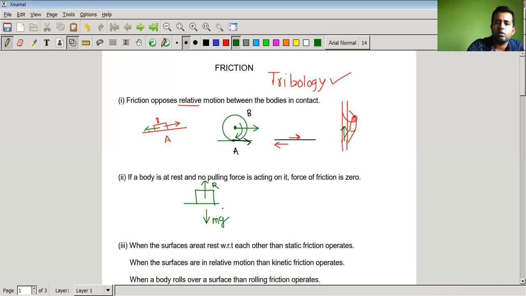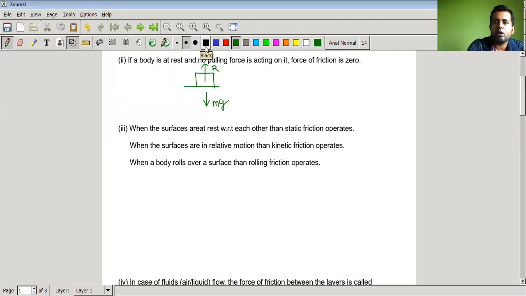Fine. Now coming back, we have three things depending on what state the surfaces are in: surfaces at rest, surfaces in sliding or relative motion, or surfaces in rolling. If the surfaces are at rest, then static friction operates, and we are going to denote static friction by F subscript S. We are going to denote kinetic friction by Fk, and rolling friction by Fr. Now, when the surface is at rest, let us take an example, what we mentioned here.